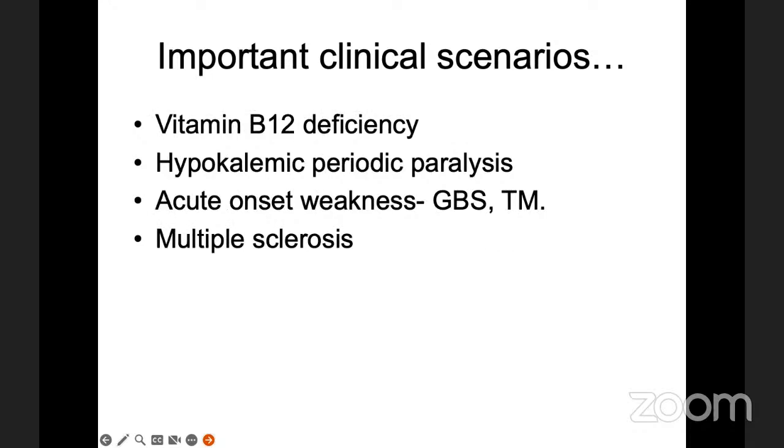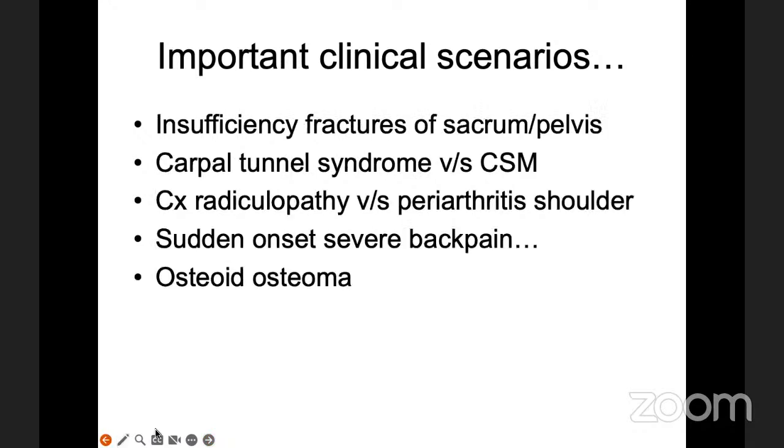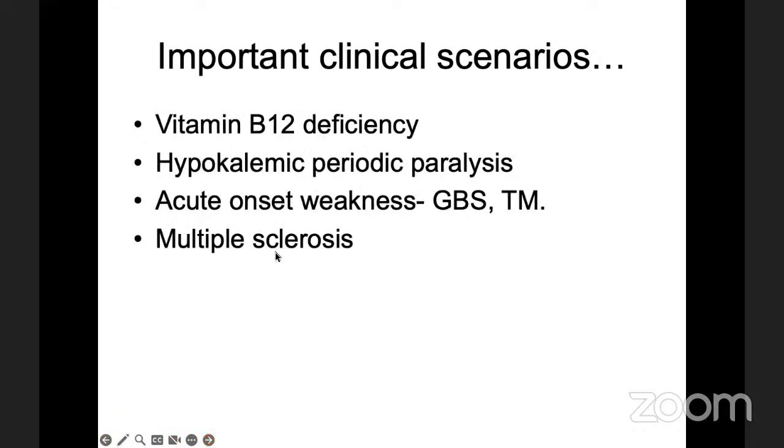Okay, next. So what is CSM? Sorry? Carpal tunnel syndrome versus CSM. CSM is cervical spondylotic myelopathy presentations, in which sometimes there is tingling, numbness of the hands and everything. So that can sometimes be confused with carpal tunnel syndrome. So that's a symptomatology overlap.